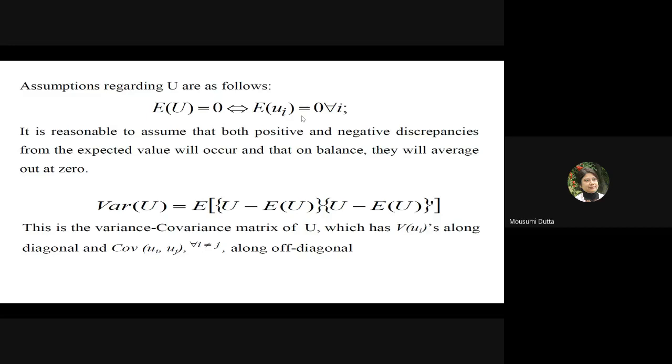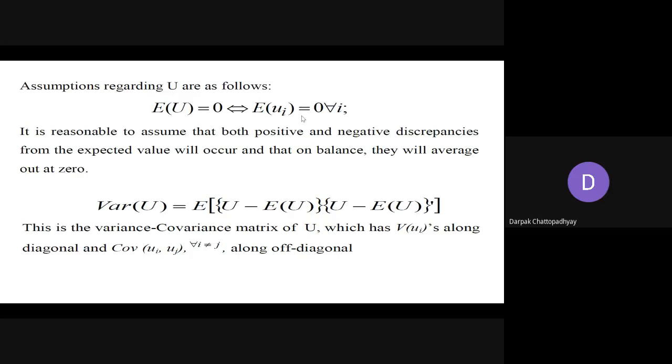So it is reasonable to assume both the positive and negative discrepancies from expected values will occur, and that on balance they will average out at 0. So you learned this concept in the context of a two variable analysis. Simply, I am repeating that. Is there anyone who has a problem with the first assumption, assumption 1?